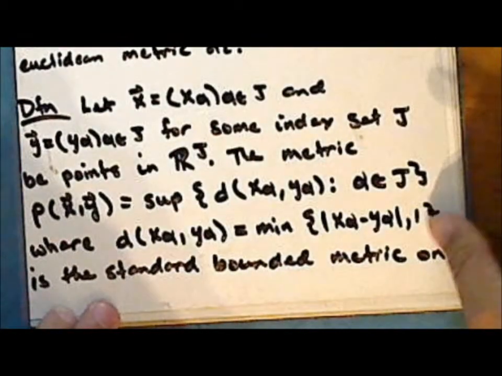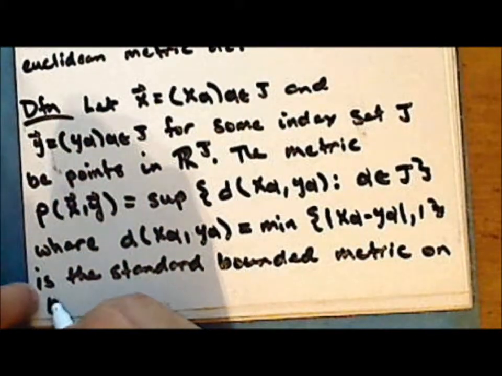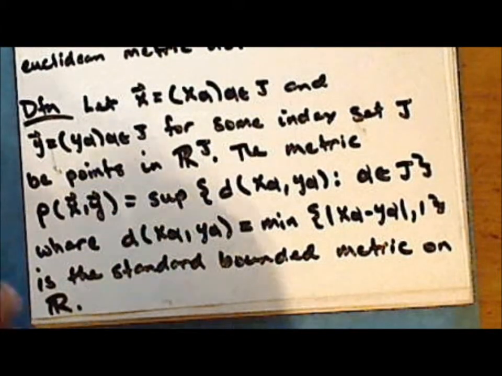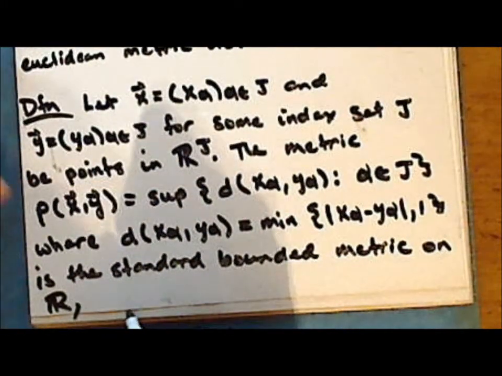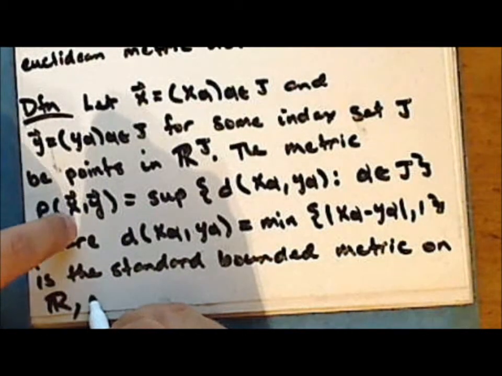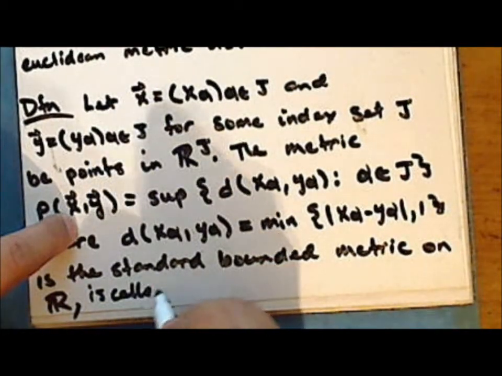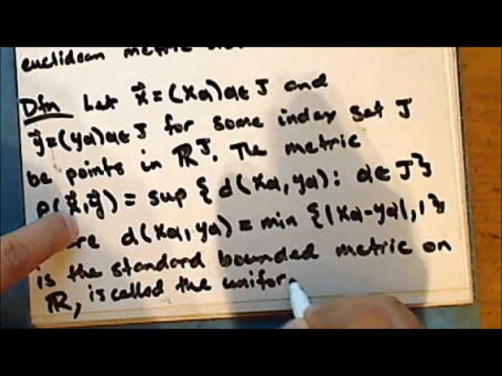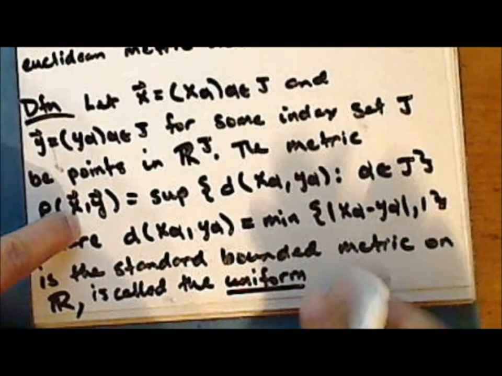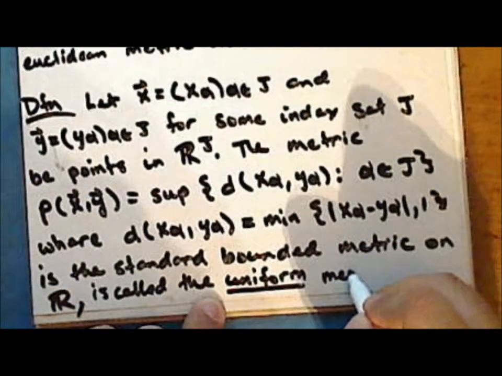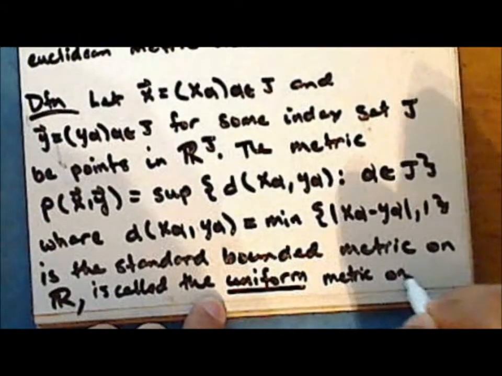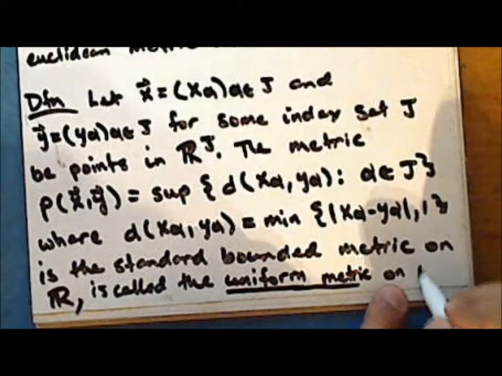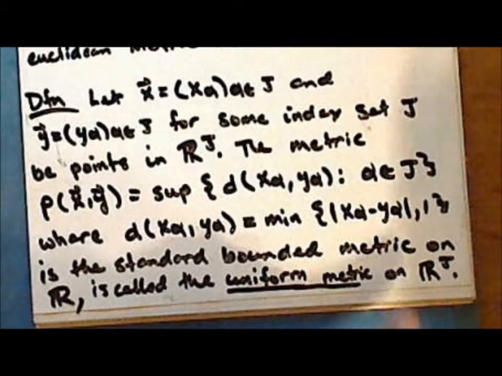on real space, or the real line. Then the metric rho is called the uniform metric on R superscript J. And the topology that it induces is called the uniform topology.